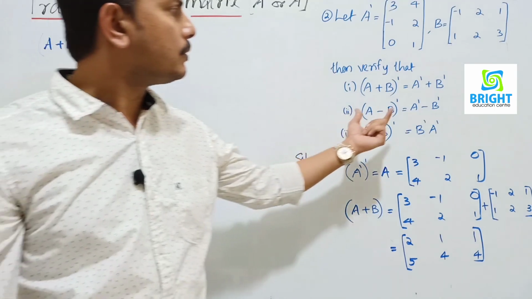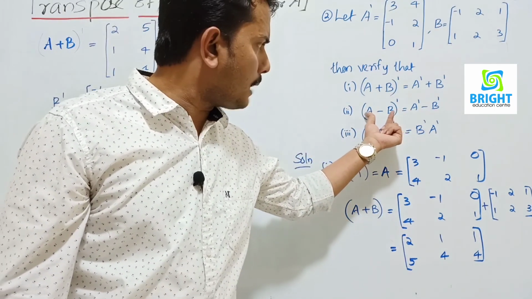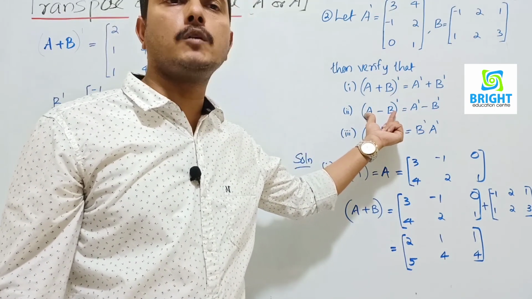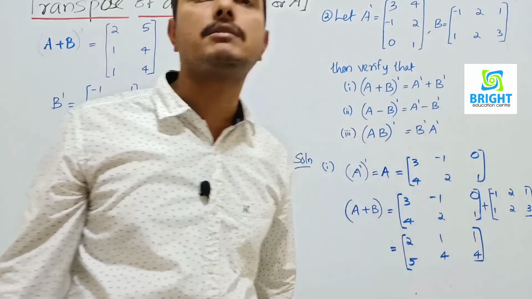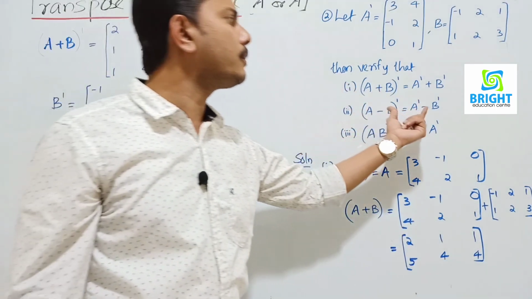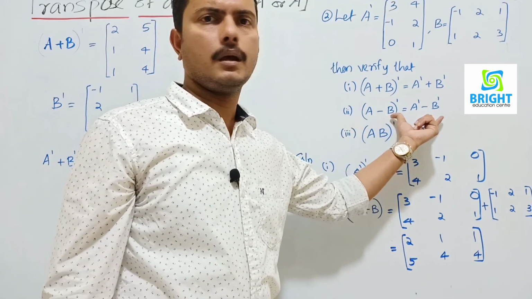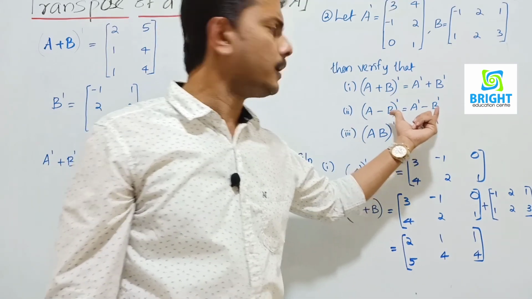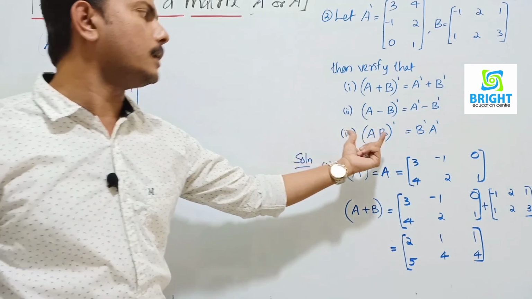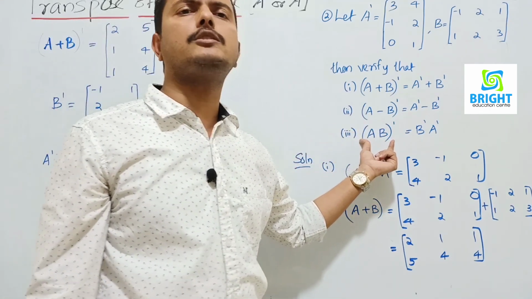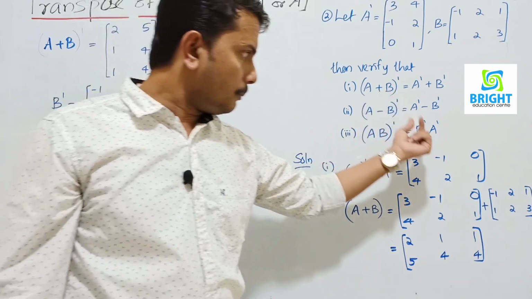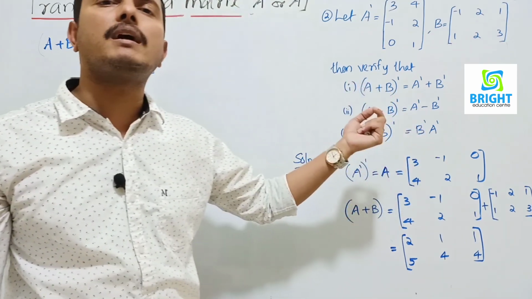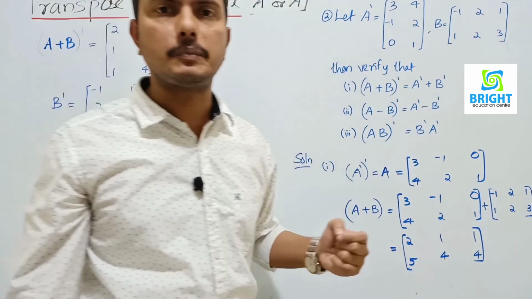Similarly, what can we prove? A minus B all transpose will be obtained by A transpose minus B transpose. You can note it down and take that as homework. You can try that by yourself, and we'll be doing the next one. The transpose of the product of the matrices, AB transpose, is equal to B transpose into A transpose.